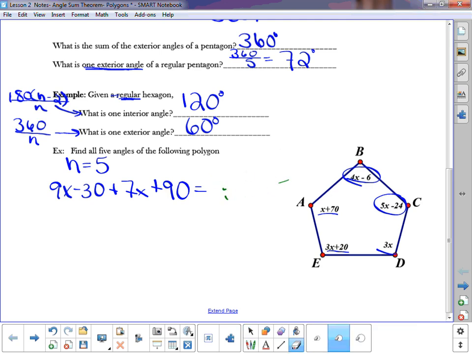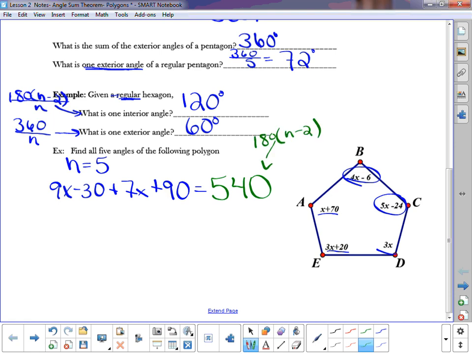Wait, why are you just doing two angles? Oh no, I was adding them together as I wrote out my equation. So I didn't have such a long string. Which you can write them out individually. I was just trying to save space. So again, our 540 came from doing that 180 times n minus 2 for n is 5.